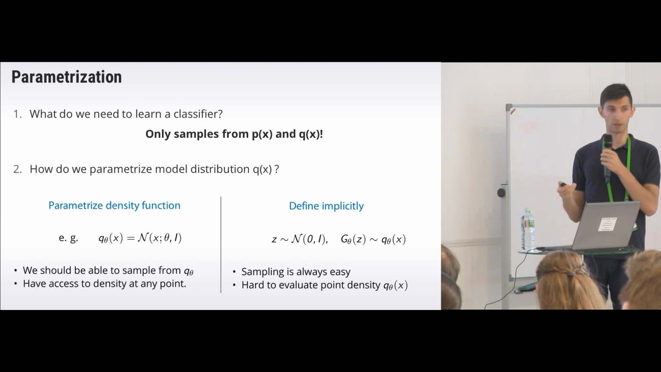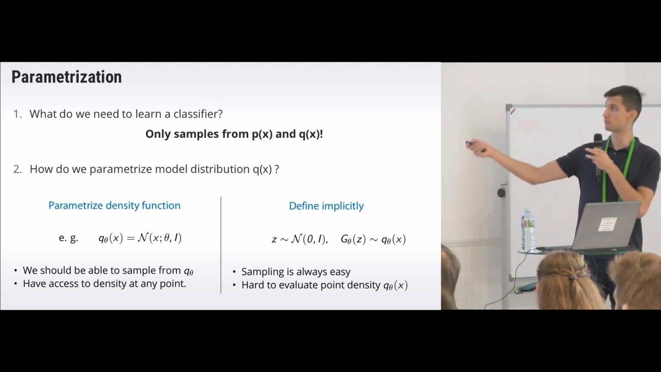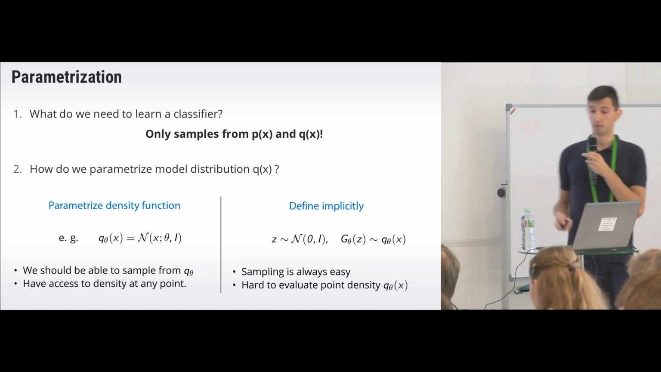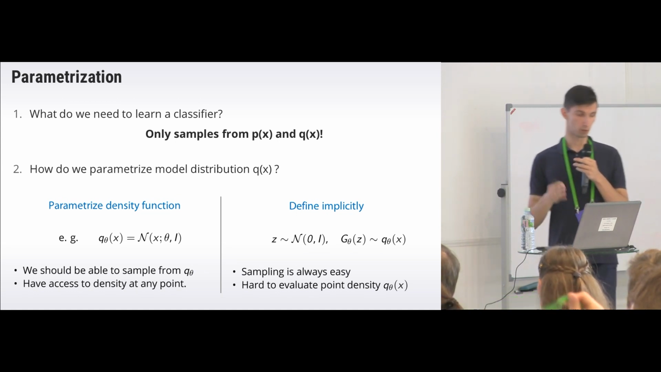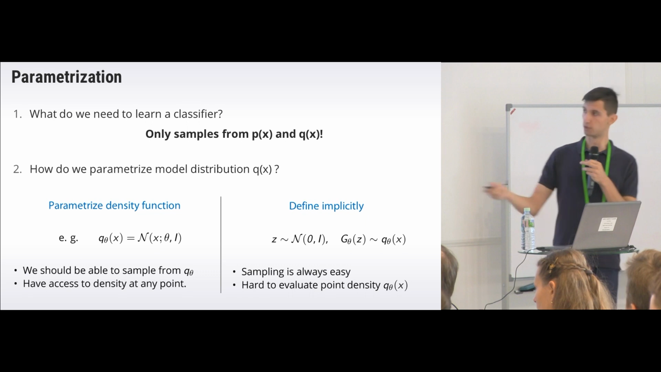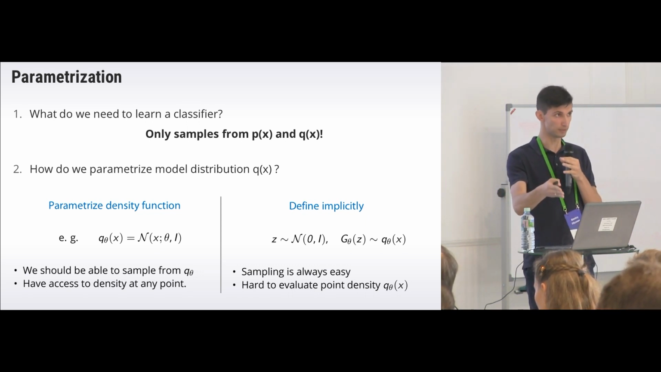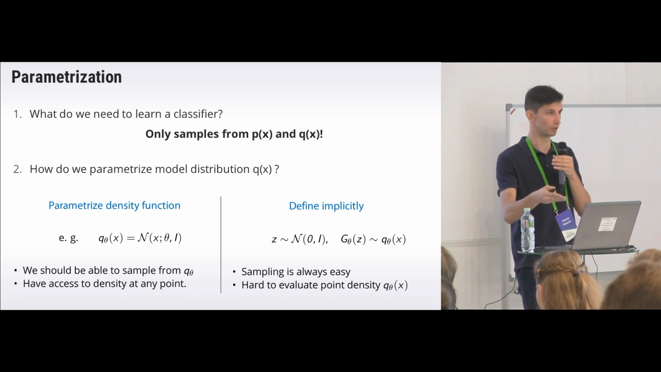So that is basically the parameterization. By changing this function g, we get different distributions here. So what are the pros and cons of the two approaches? In the first one, we define the density explicitly, so we can evaluate it at any point.